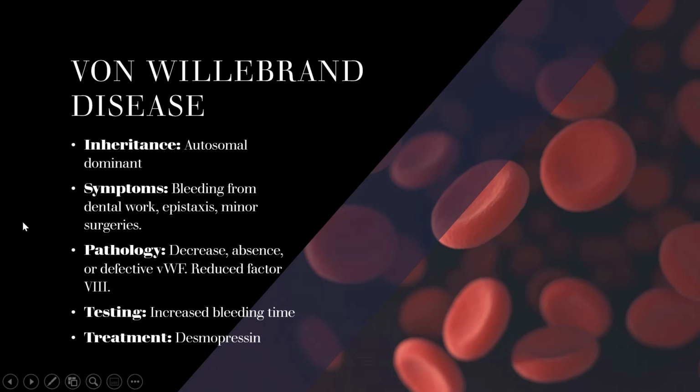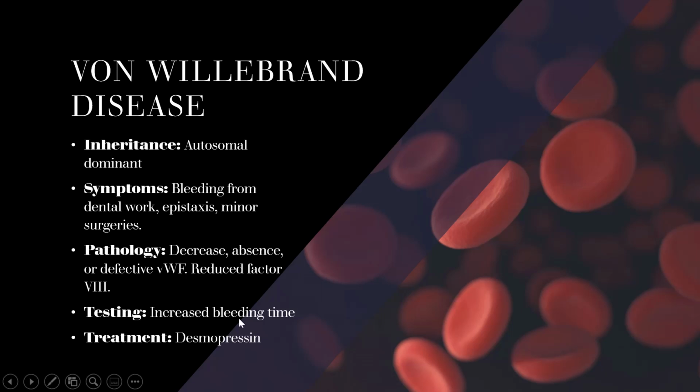The pathology here is a decreased number, absence, or defective von Willebrand factor. And as we recall from the previous slide, von Willebrand factor connects the endothelium to the GP1B receptor. With von Willebrand disease, you can also have reduced factor VIII in the coagulation cascade. This is because von Willebrand factor stabilizes factor VIII. So if you don't have as much von Willebrand, you don't have stabilized factor VIII, therefore you have less factor VIII in the blood.